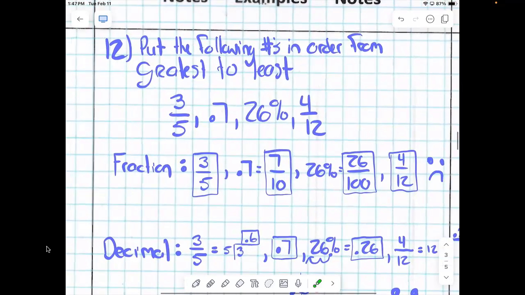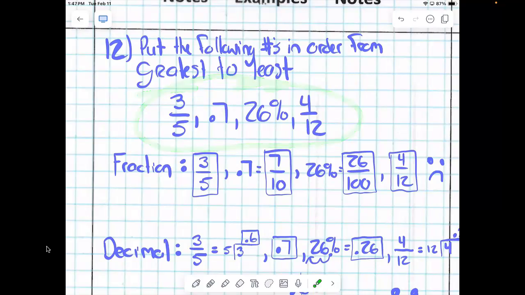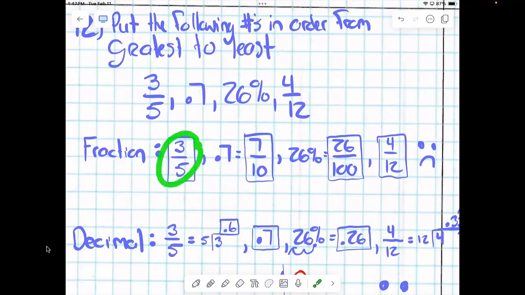In this situation, I gave you 4 numbers. And I said put them in order from the greatest to the least, yes? Yes. Can you look at a fraction, a decimal, and a percent and know how to order them? What do you need to do? We got them in the same form, right? So we converted all of them to fractions. Was that a good idea? Well, yeah, it was a good idea, but what's the problem? You can't compare them unless they have common denominators, right?